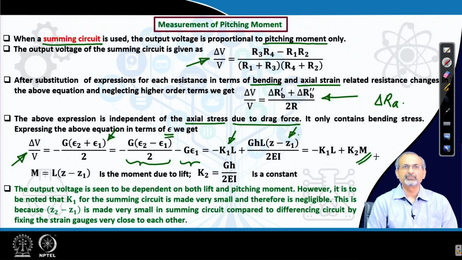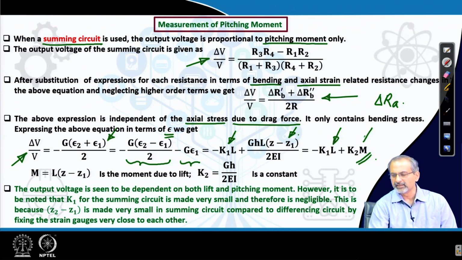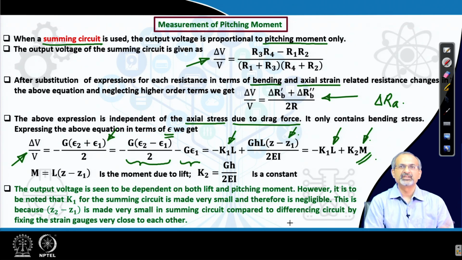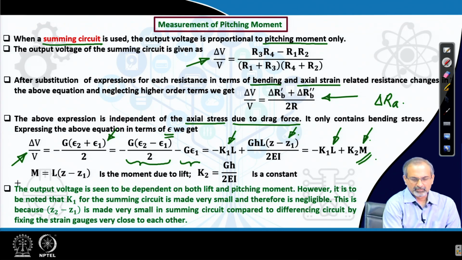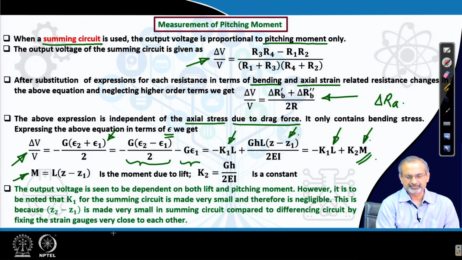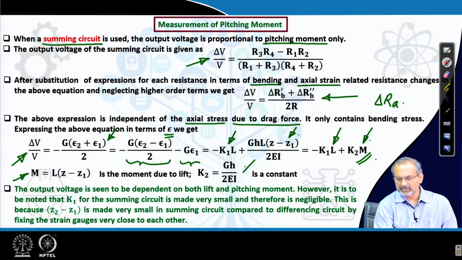So, what have we come up with? We have come up with an expression where the output voltage from the Wheatstone bridge is going to be connected with both the lift and the moment. However, we want it to be effective for pitching moment measurement, not a combination of lift and moment. So, how do we do that? Let us try to see. Moment, of course, over here is this, K 2 is this constant, and let us see how much this first term will actually influence the result.